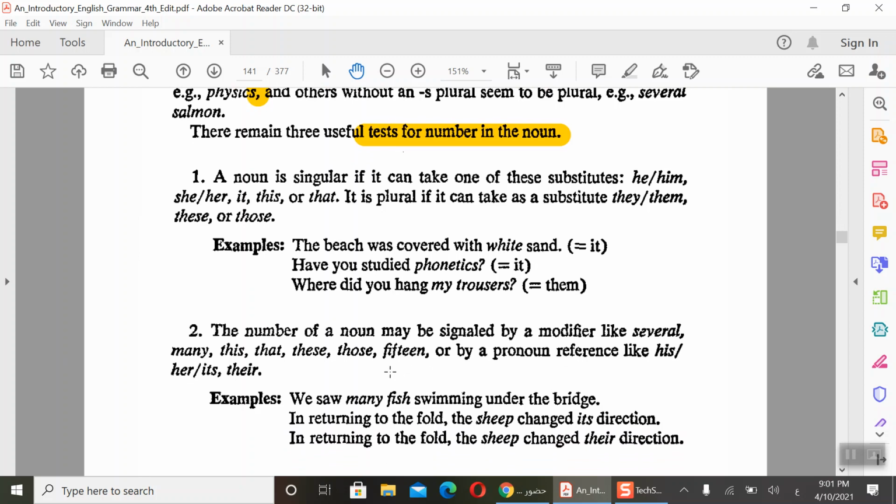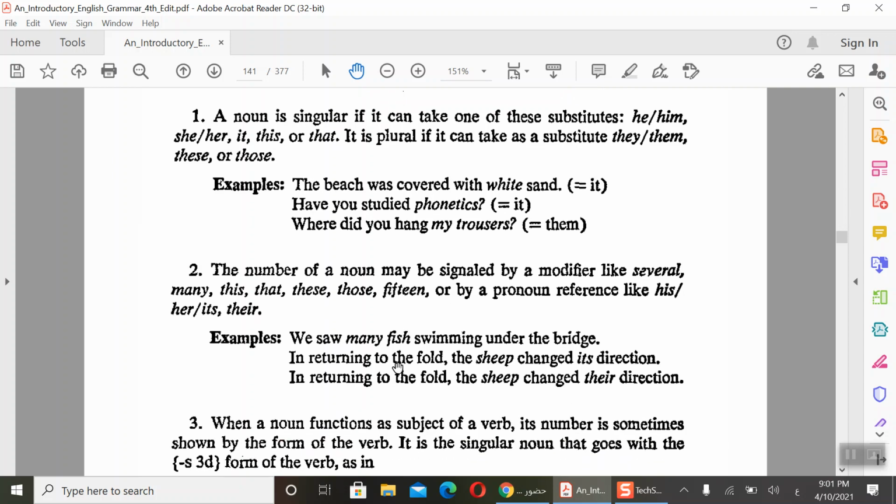Number two: the number of a noun may be signaled by a modifier, like several, many, this, that, these, those, 15, or by pronoun reference like his, her, its. For example, we saw many fish swimming under the bridge. We use many with the plural, not with singular. So we know that fish here is plural from many. In returning to the fold, the sheep changed its direction. Here, its.